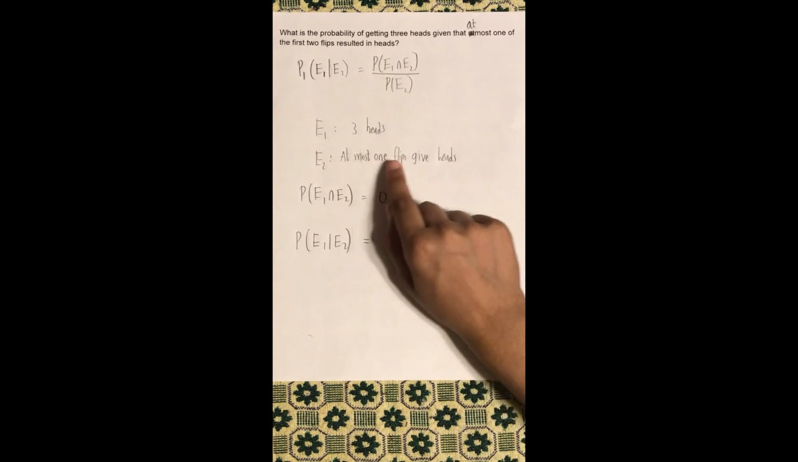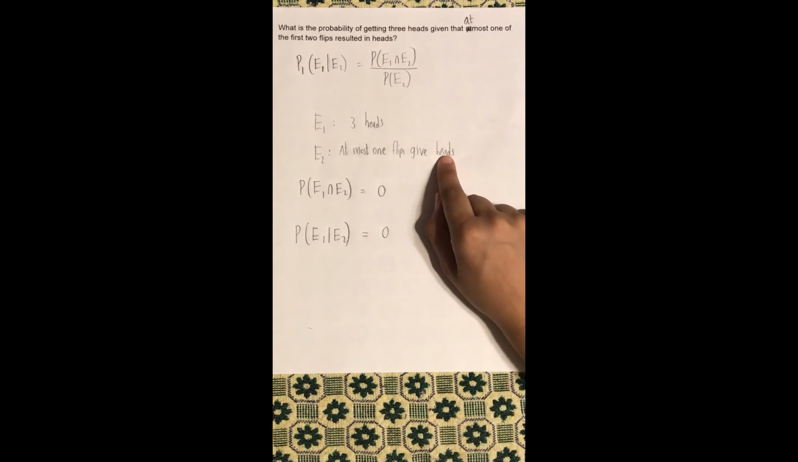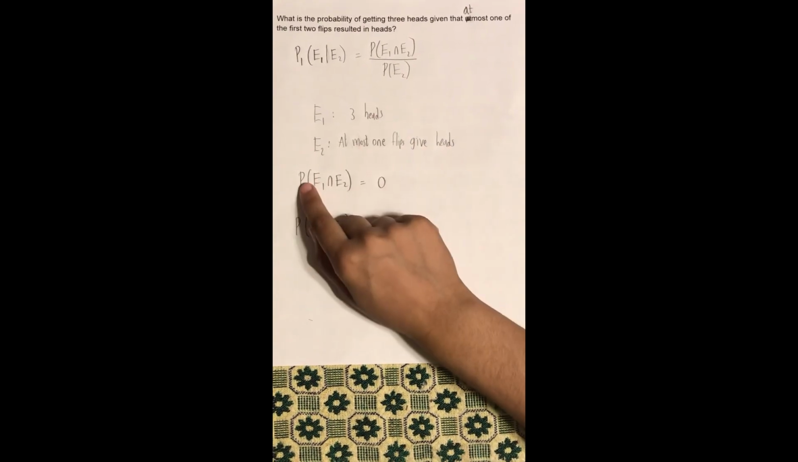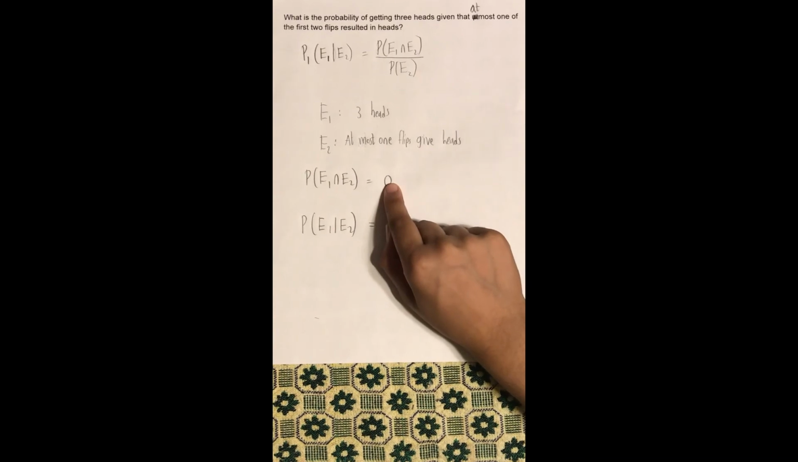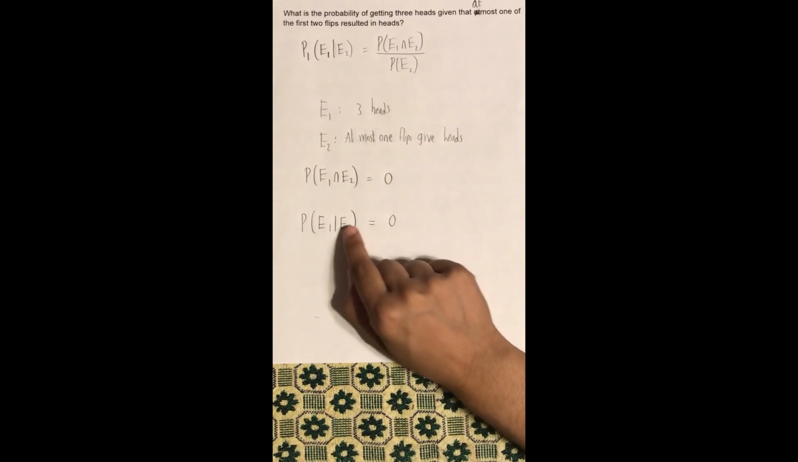However, if at most one flip gives us heads, that means at least one flip must be a tail. So all of them cannot be heads, so the probability of E1 intersecting E2 is 0. Hence, the probability of E1 given E2 is equal to 0.